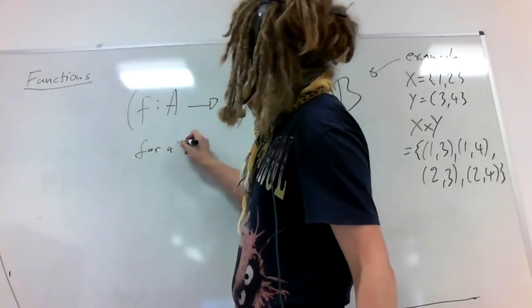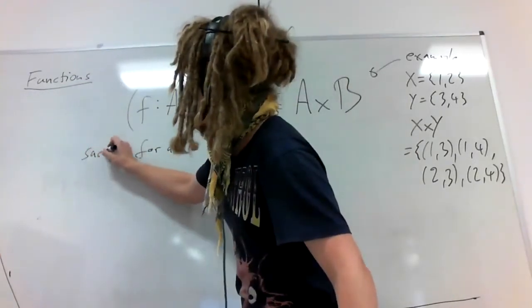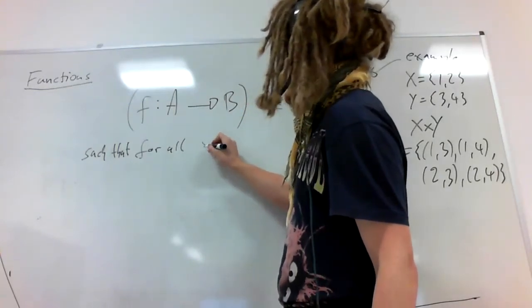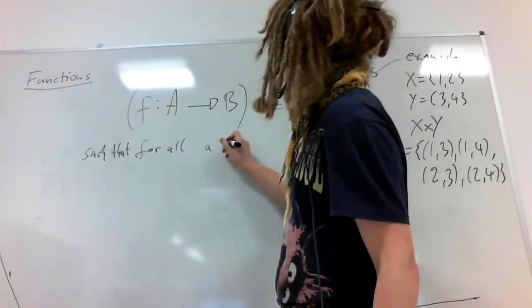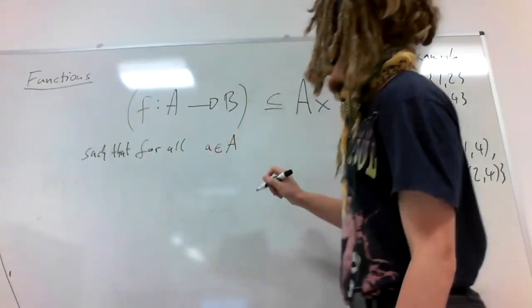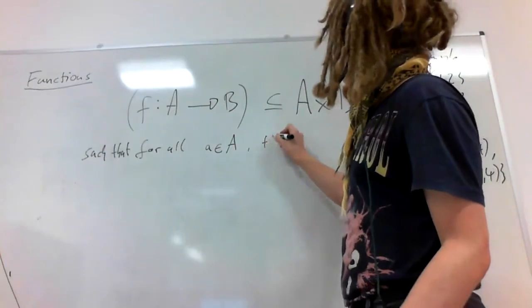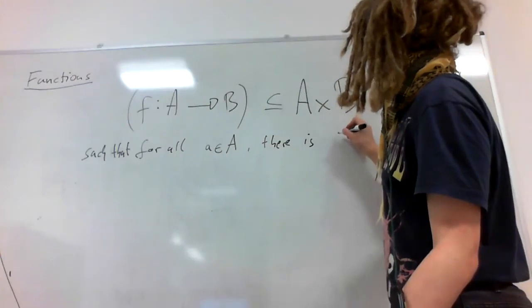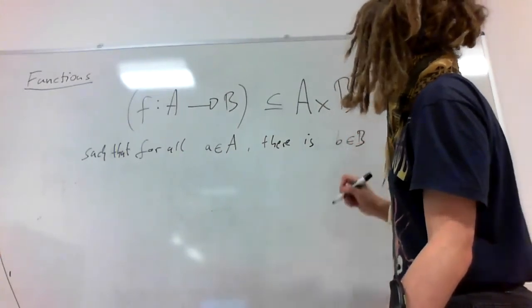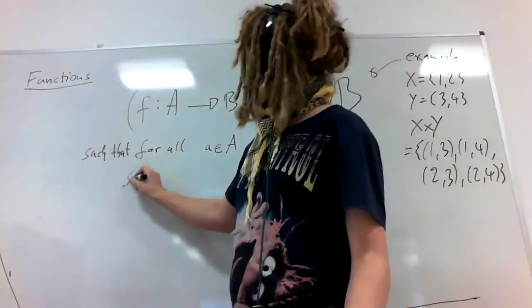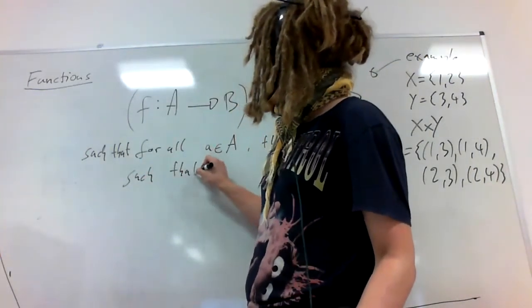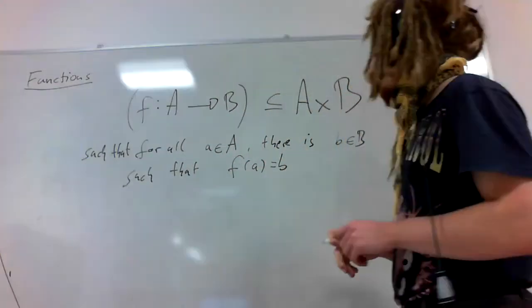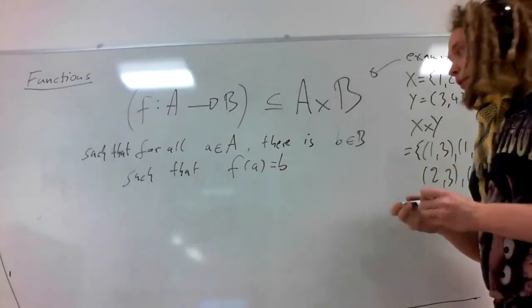for all lowercase a in A, there is a b in B such that f of a equals b. Let me say this notion.